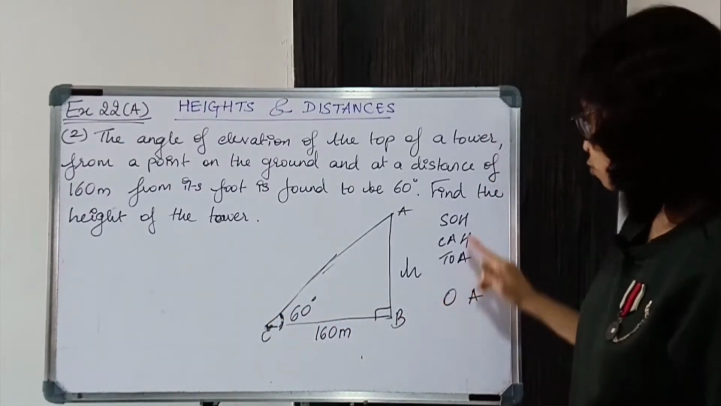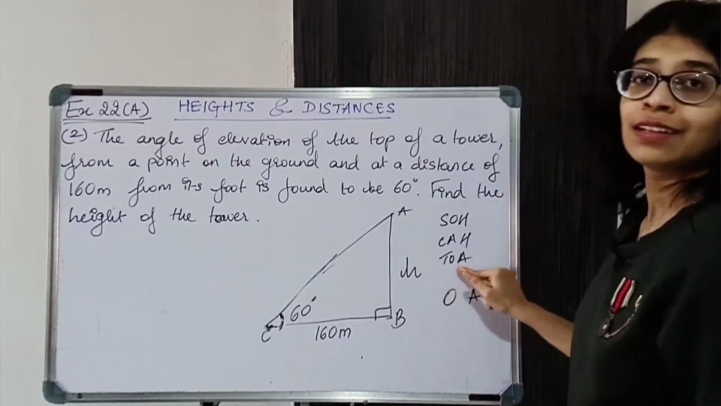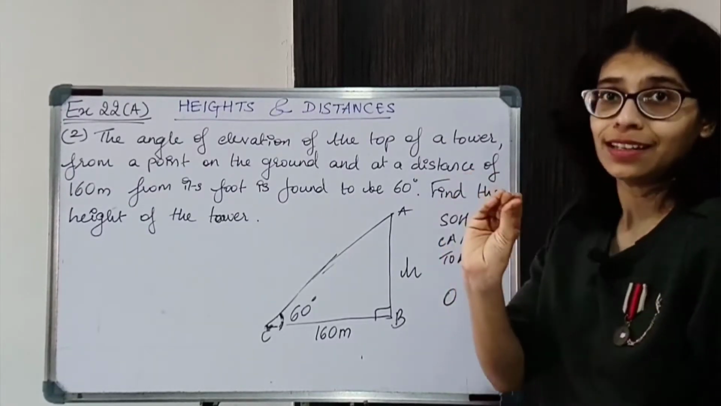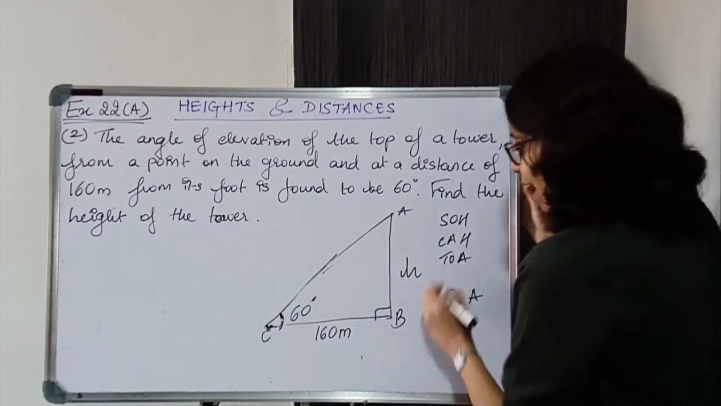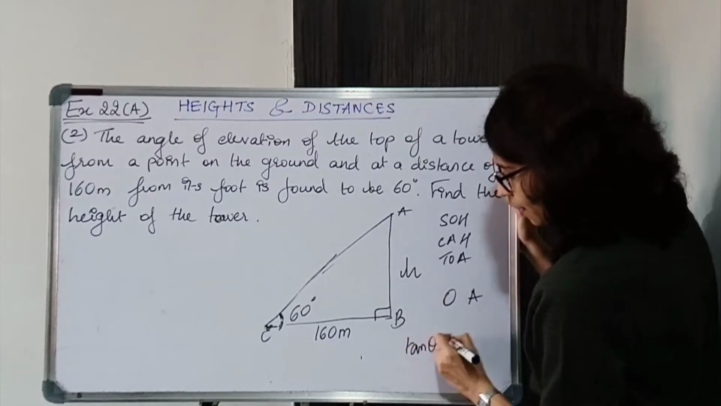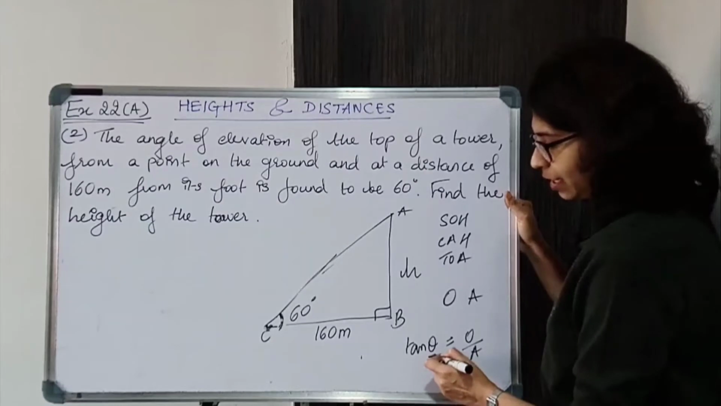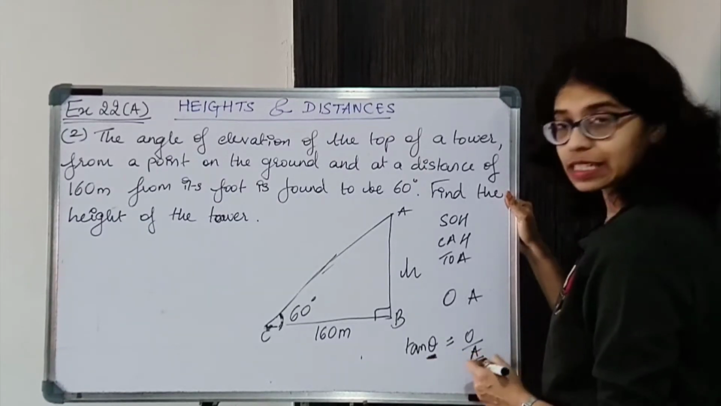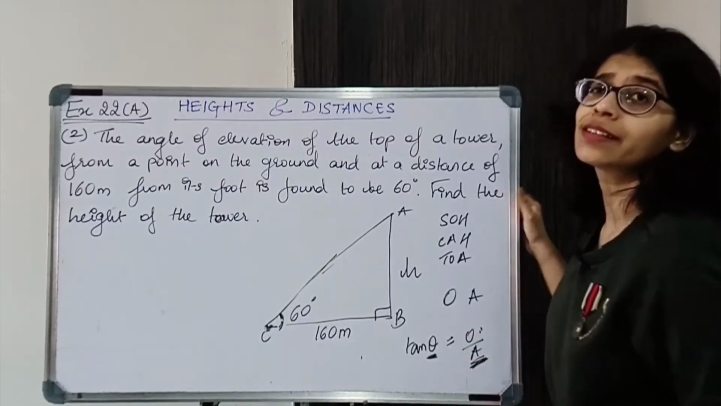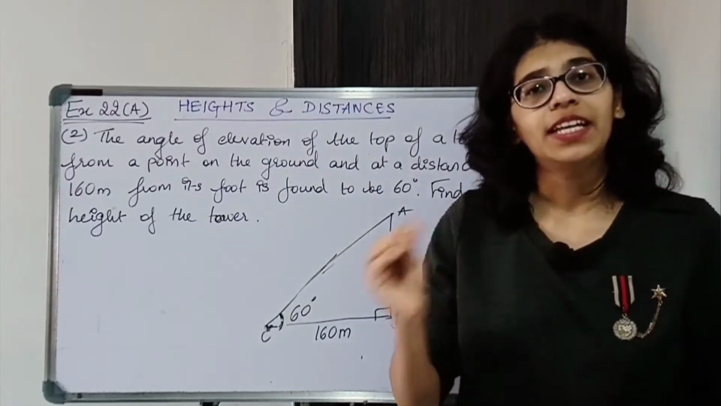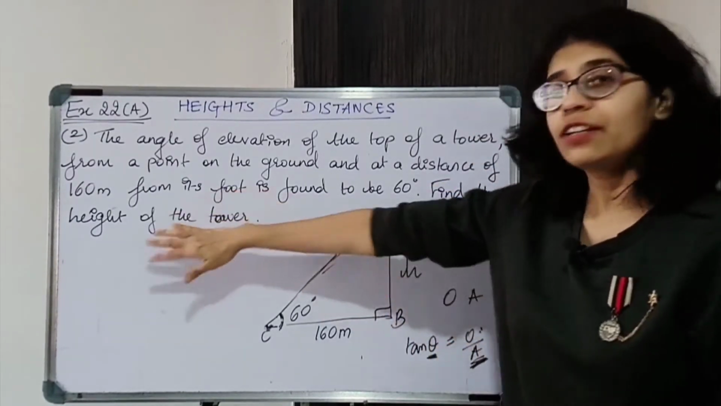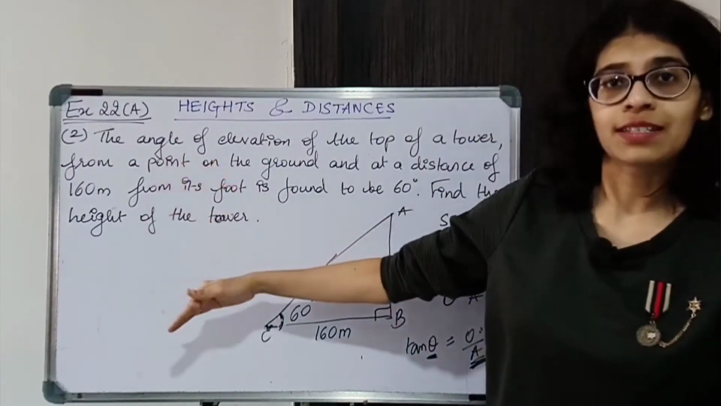Where is opposite and adjacent over here? In TOA, that is tan. So tan theta is equal to opposite upon adjacent. We know theta, we know adjacent, we can easily find the opposite side. Okay, so it's very easy. First we'll write down the statement and then we'll start solving.